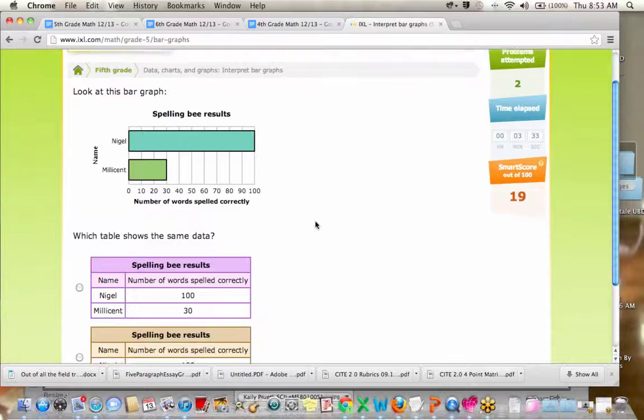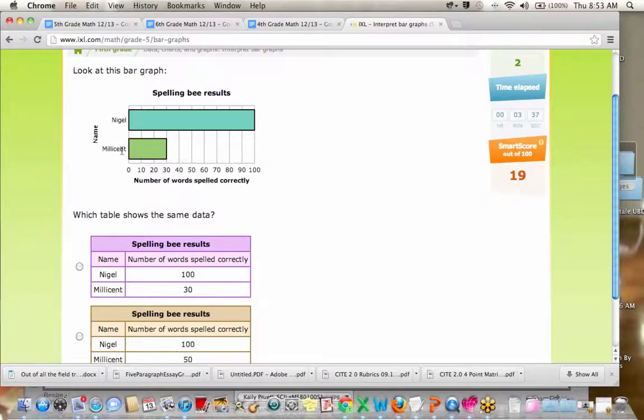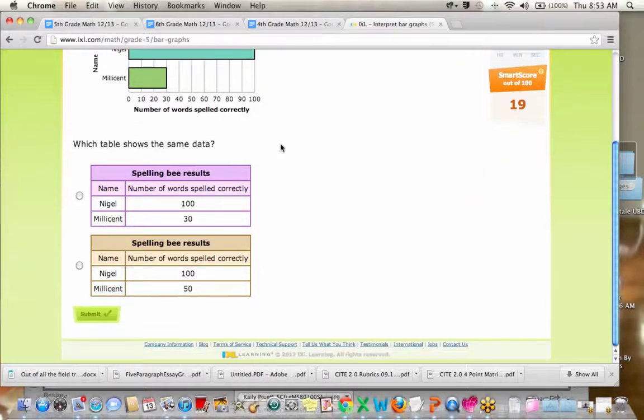Okay, look at this bar graph. So we have two different people in a spelling bee and their results. So one kid, Nigel, and then Millicent. Some interesting names. Number of words spelled correctly across the x-axis. So it looks like Millicent spelled 30 words correct. Nigel was much more fantastic with 100 words correct. So which table shows the same data?